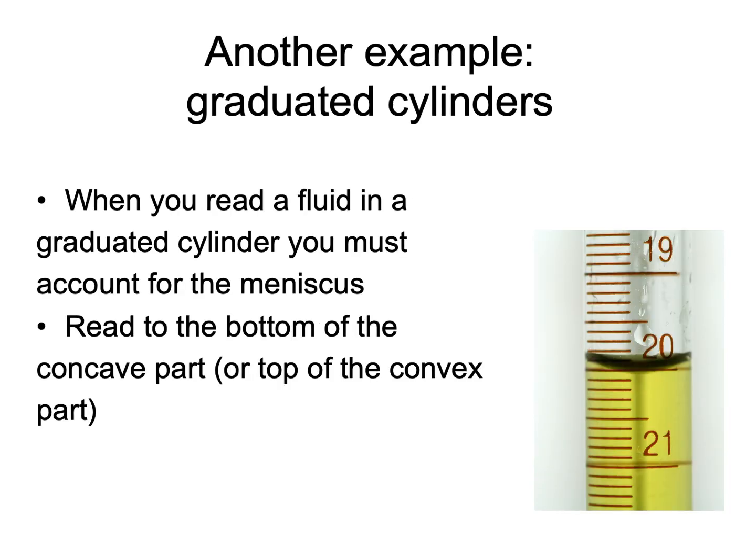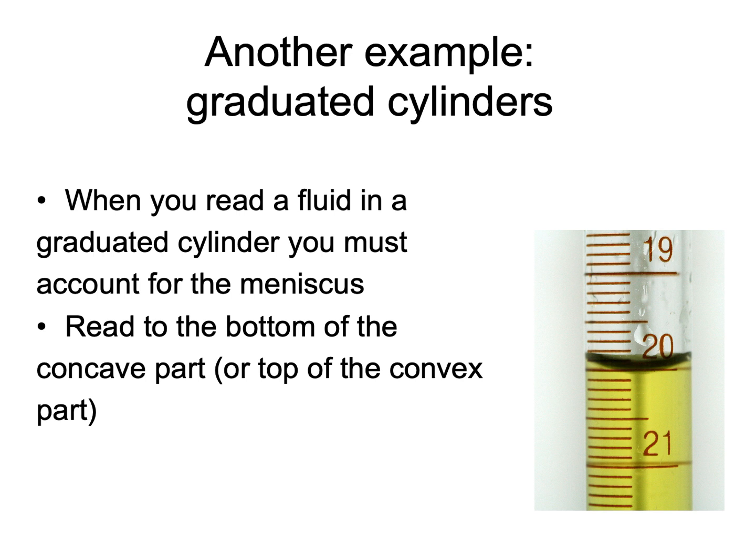Now let's look at another example. This is going to be an analog instrument. This is a picture of a graduated cylinder filled with a fluid, and we want to measure the volume of this fluid using this graduated cylinder. One of the things that's tricky when you're measuring fluids in a graduated cylinder is that because of the surface tension in the liquid, you get this curved shape, and this curved shape is called the meniscus of the surface of the fluid. And you can see that I could measure up above or I could measure down below.